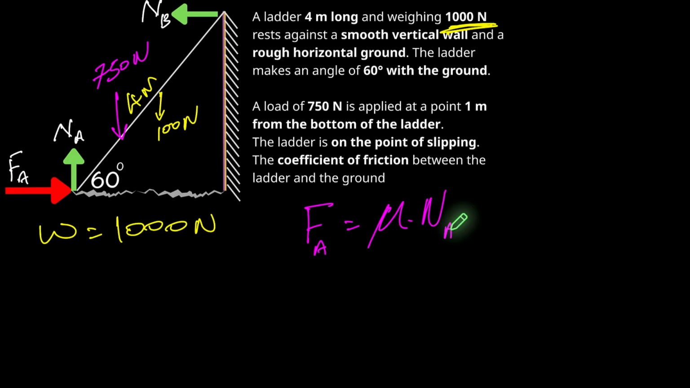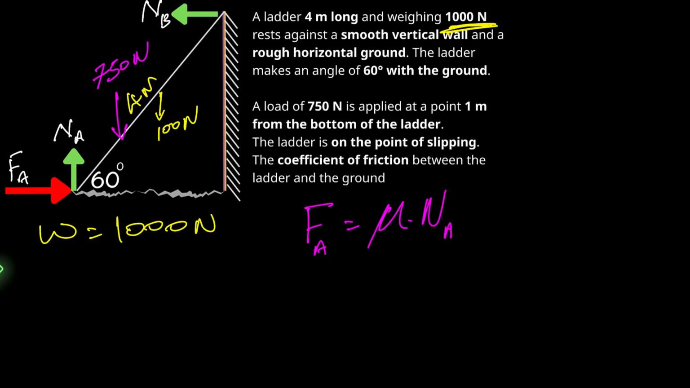Now let's start solving the problem because we have analyzed it and drawn our free body diagram. The ladder is not moving up or down at this point. That's the first thing we need to remember before we start solving. So the total vertical force must be 0. And if we look back on our diagram and just look at the vertical forces, we have NA, we have that 750 newtons, and we have that 1000 newtons.